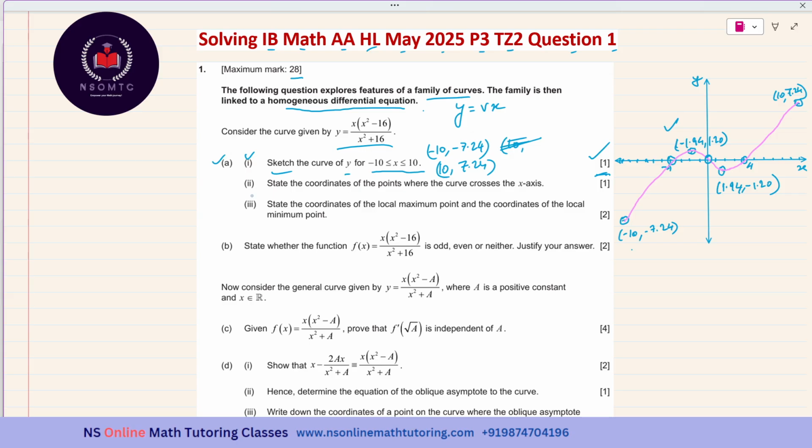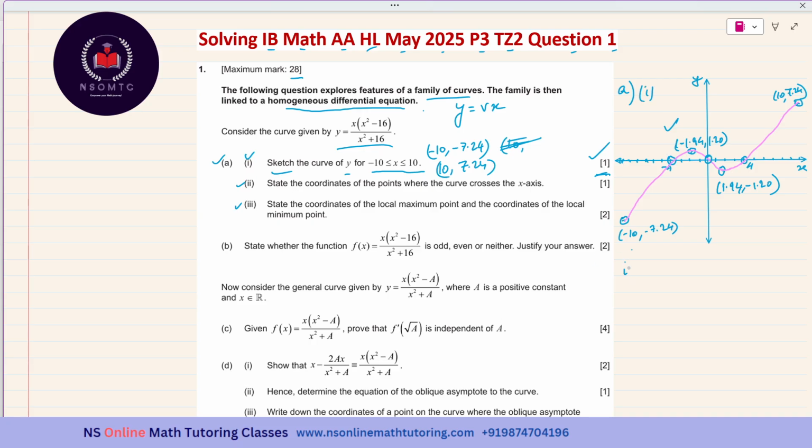Because over here for ii and iii, you will be needed to give the coordinates of the zeros and the maximum and the minimum points. The only 2 pieces of information that are remaining are the coordinates of the 2 endpoints. Okay, so this is A and i.